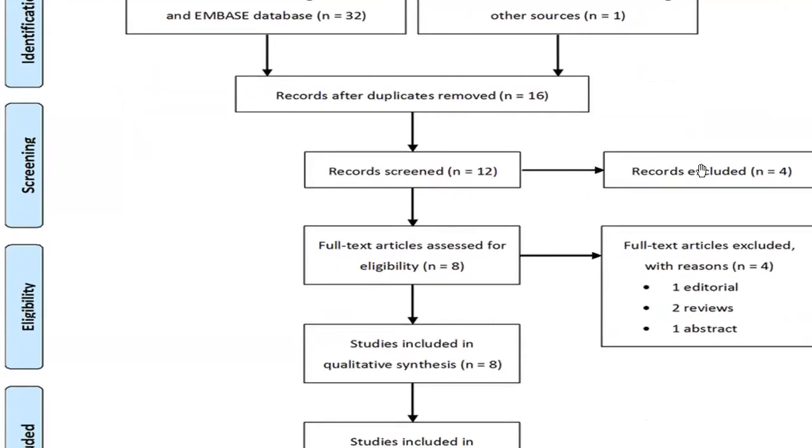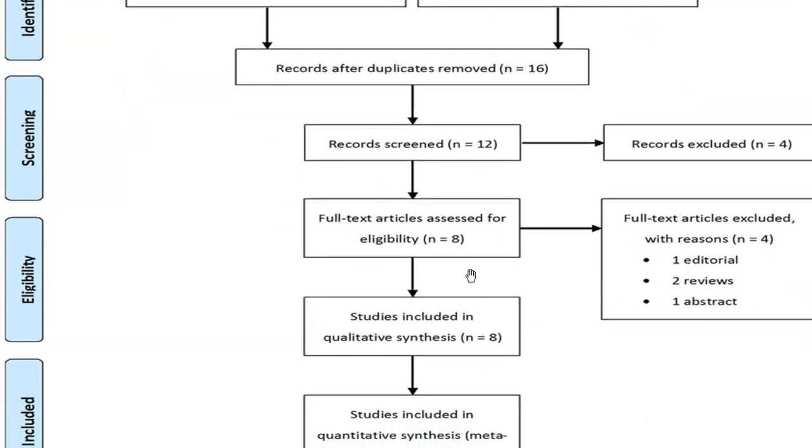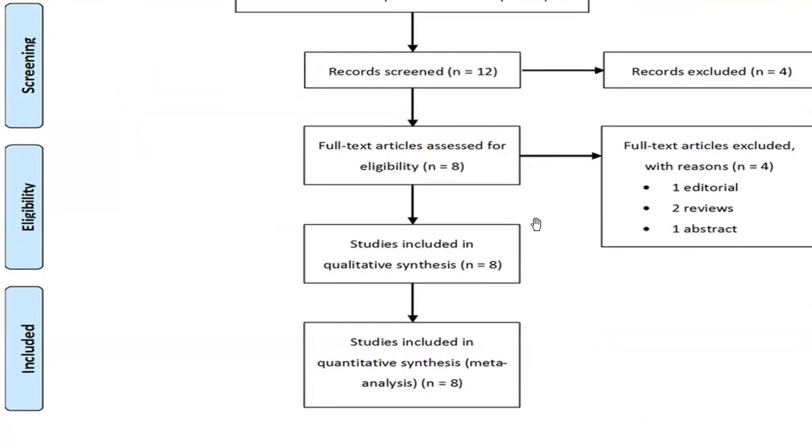And then records screened, records excluded, maybe 4. Full text articles assessed for eligibility, maybe 8. Full text articles excluded, maybe 4. One was an editorial, the second one maybe was a review article, maybe another one is just an abstract, etc. So this is simply a process which you would normally follow. And then at the end, you come up with, for example, a total of 8 studies that you would now go to extract information from. You can do that quantitatively, maybe through meta-analysis or some other means, okay?